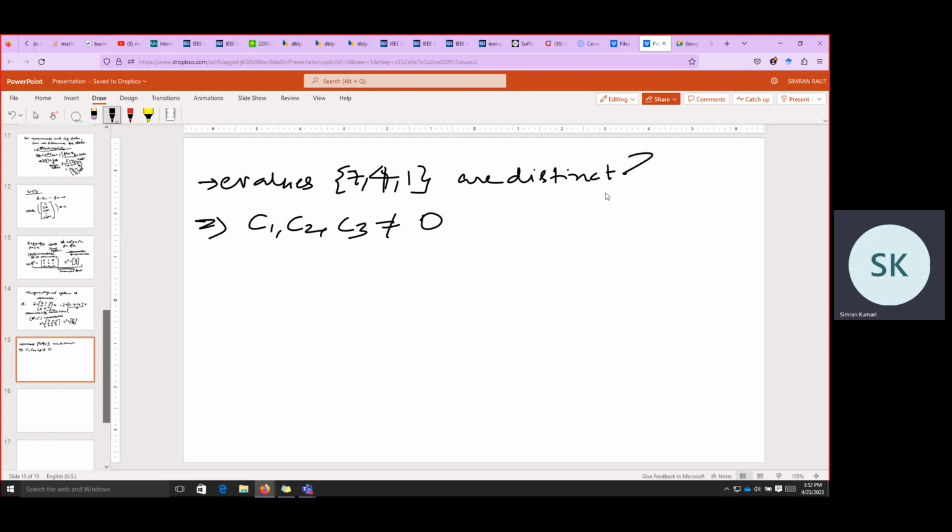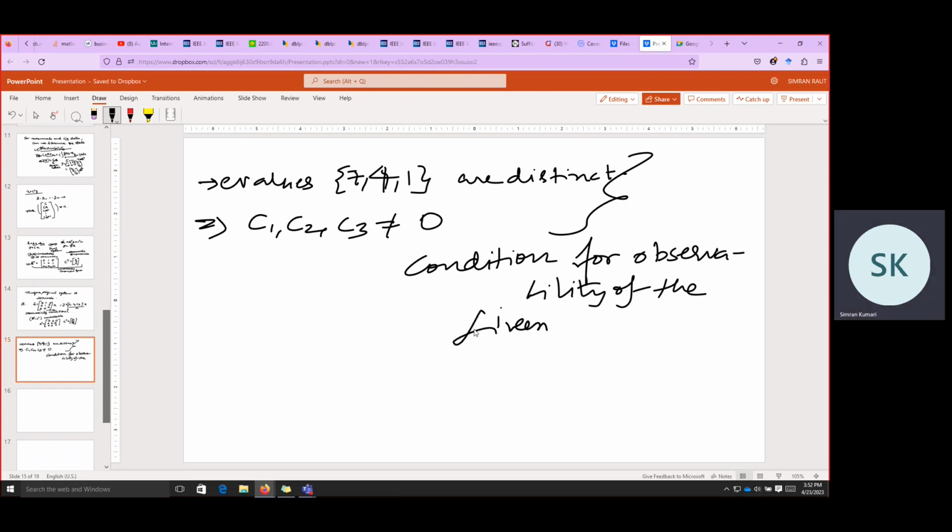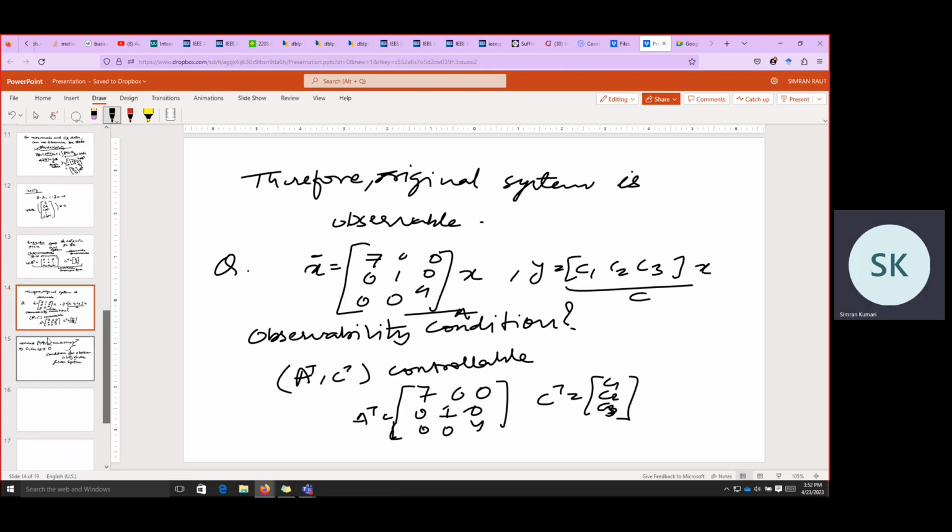So this is the condition for observability of the given system. This again we can verify. This is one way, using duality.